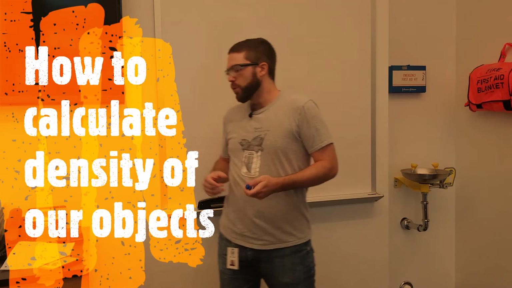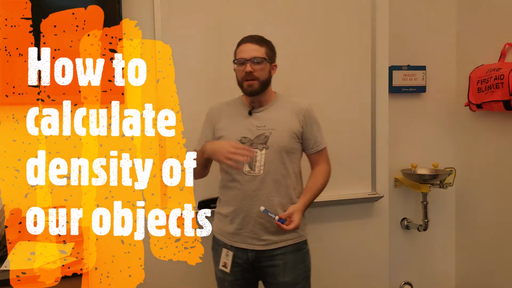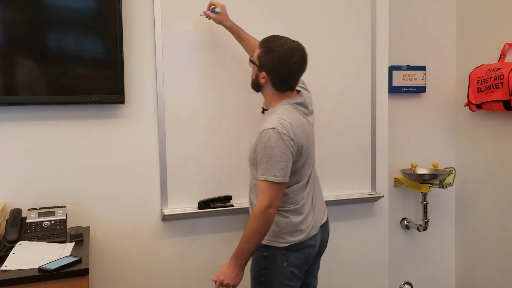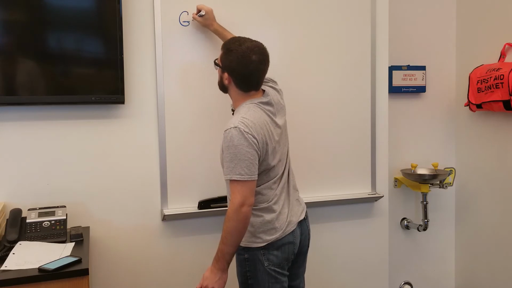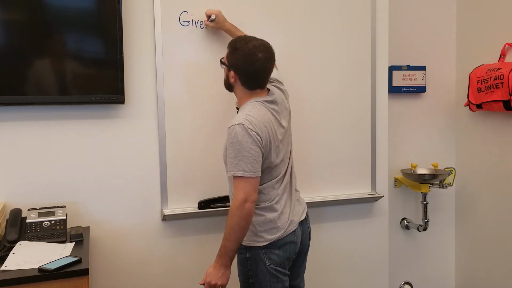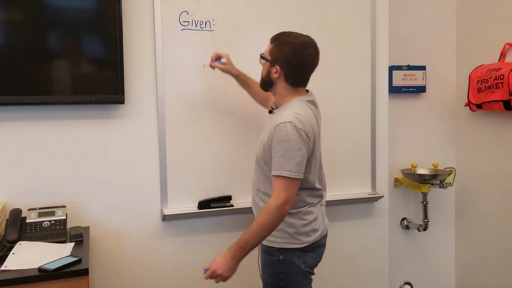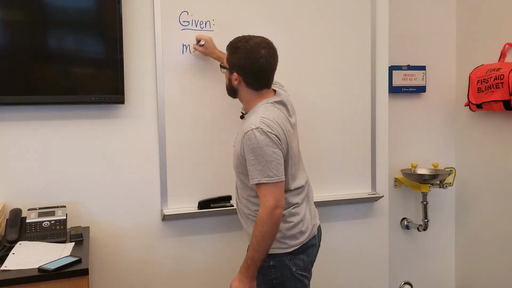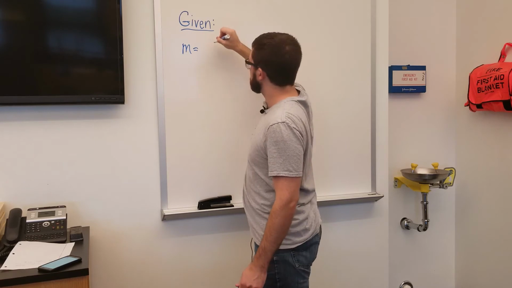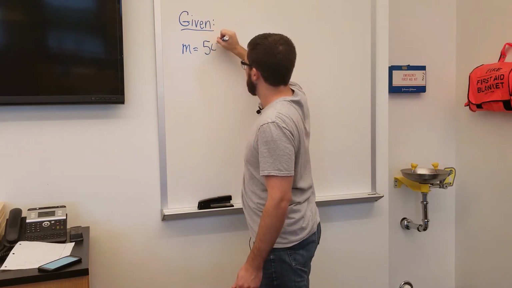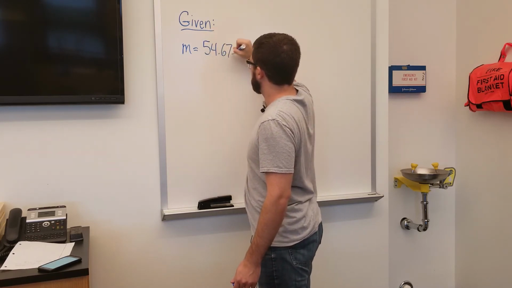Okay, so we're going to start by taking what measurements we have, and that's what we call our given measurements. So we're going to start with our given values. For starters, we had the mass of our cylinder. Our mass of our cylinder was 54.67 grams.